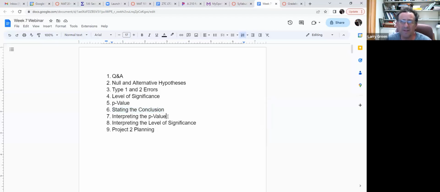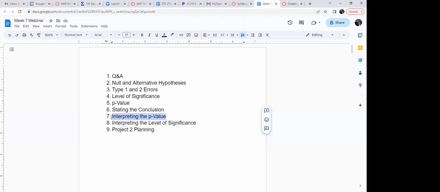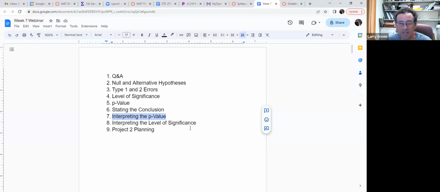Then I'll talk about interpreting these things, interpreting the p-value. And this is a little bit like interpreting the confidence level in that it's not that easy. It's pretty sophisticated. Okay. And I'll give you a template. We'll do some examples and you'll see how that works. And we'll also interpret the level of significance. Same idea.